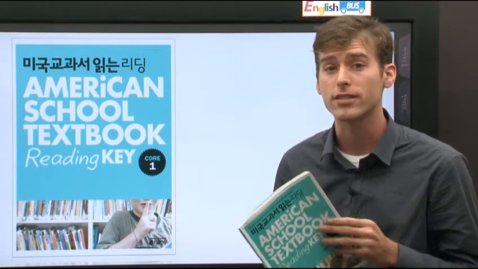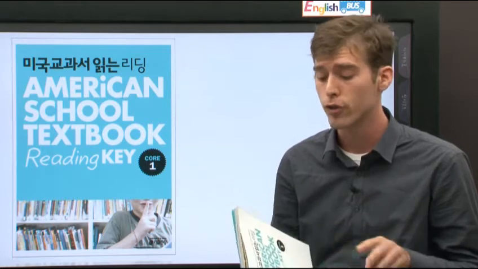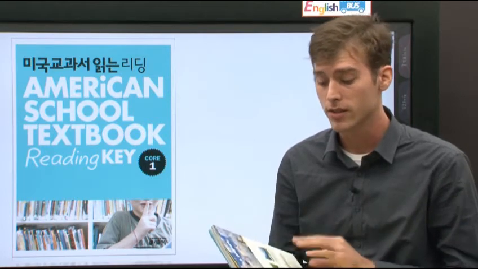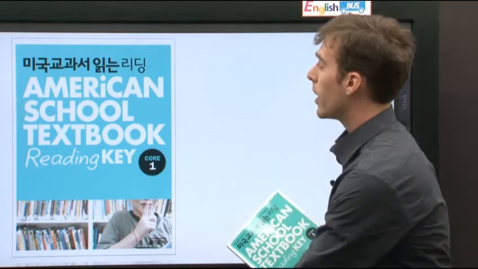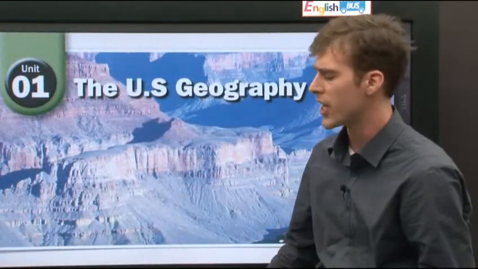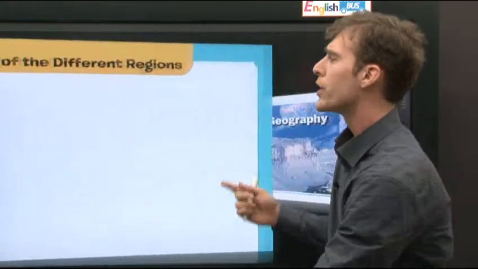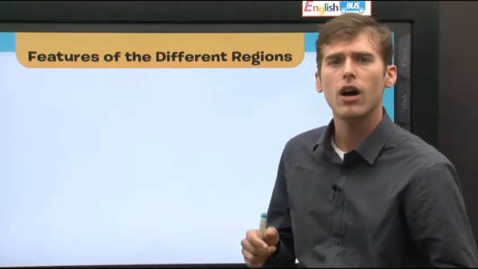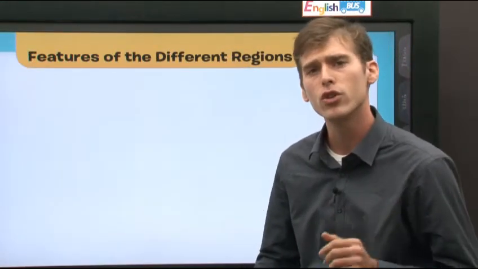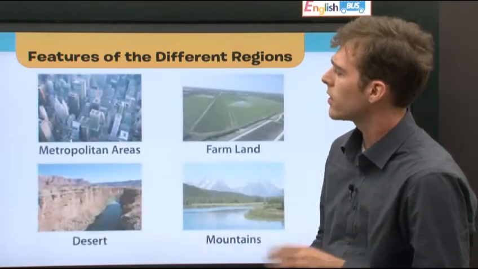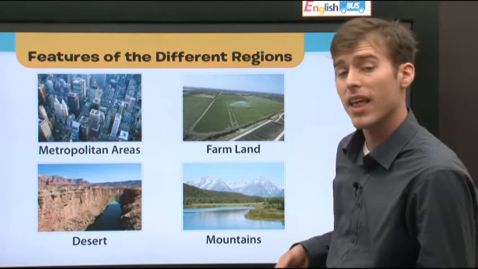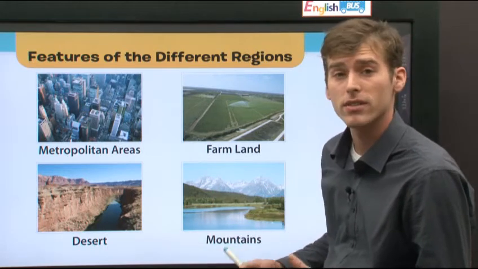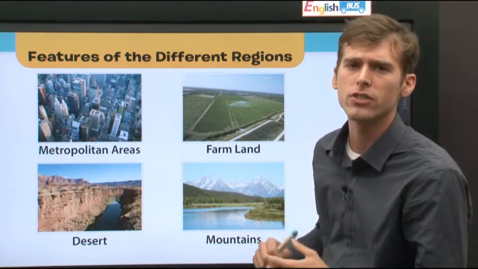Now, it's our first lesson, so we'll be opening up to the first chapter, which is U.S. geography. Let's learn about U.S. geography. What different features in U.S. geography do you know? Let's look at some. We have metropolitan areas, farmland, desert, and mountains. Very basic features of geography.